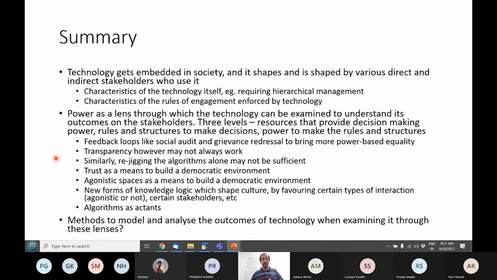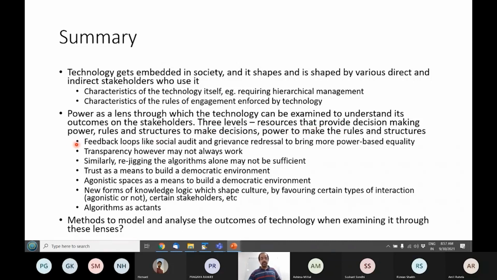So in summary, what we've seen is that certain characteristics of technology, like hierarchical management or rules of engagement, are enforced by technology. And power can be a lens. So there are three levels at which we examine power: resources that provide decision-making power at level 1, rules and structures to make decisions at level 2, and the power to make rules and structures at level 3.